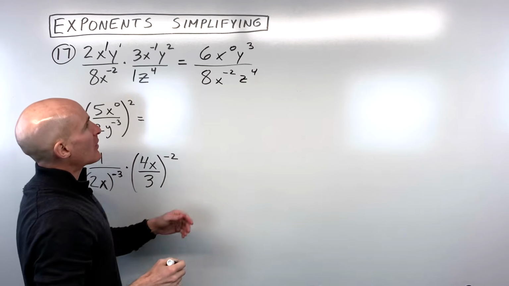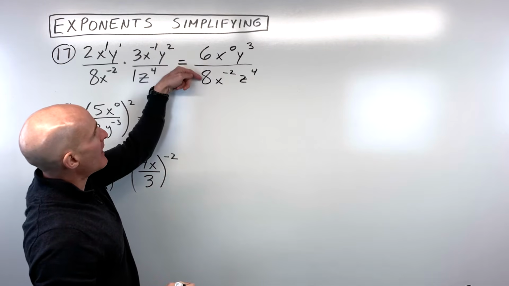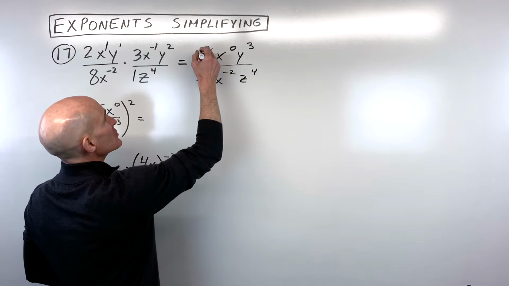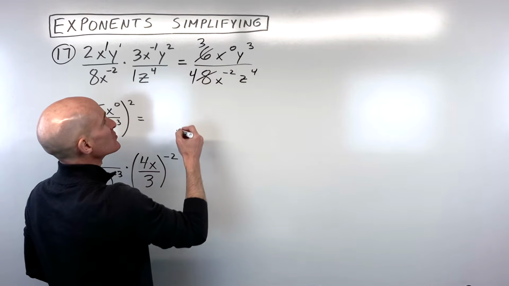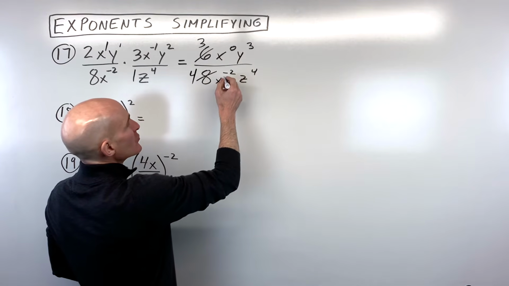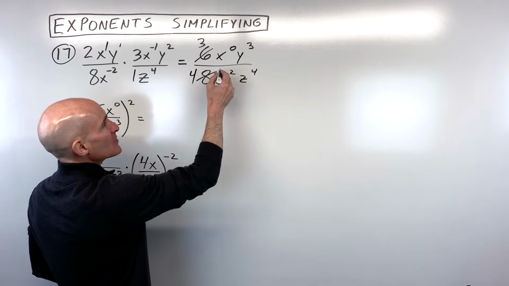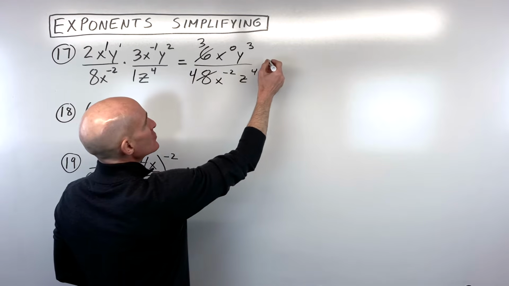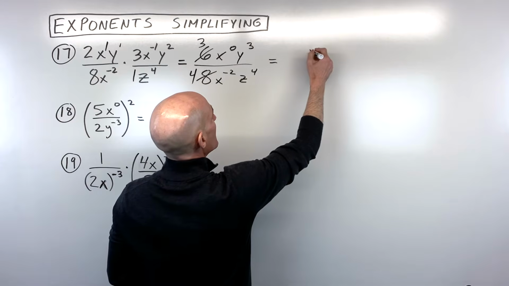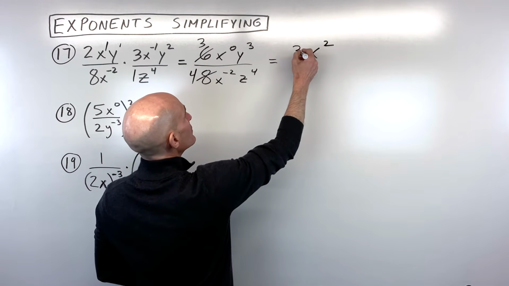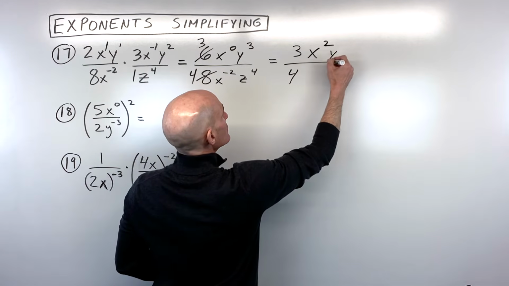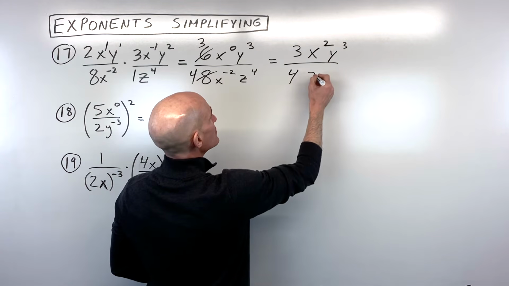Okay, now here we're dividing, right? So this is just like a fraction, 6 and 8. You can reduce this. You can say 2 goes into 6 3 times, 2 goes into 8 4 times. X to the 0 divided by x to the negative 2, when you divide, you subtract. So 0 minus negative 2 comes out to 0 plus 2, which is just 2. So that's going to be x squared up here. The 3 is up here. The 4 is down here. Y cubed is here. And z to the 4th is still in the denominator.